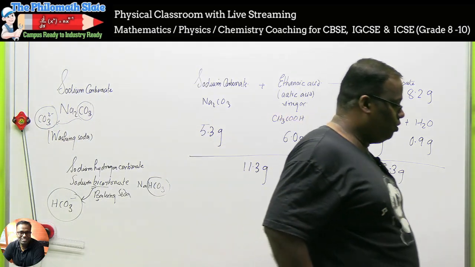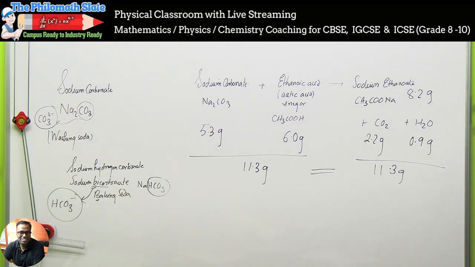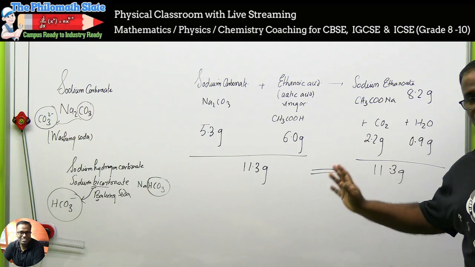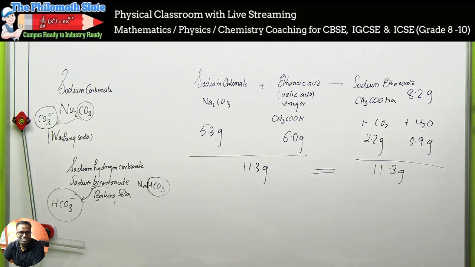So how will you show, children? You will first show that the mass of reactants is this, the mass of products is this, as mass of reactants is equal to mass of products, hence it is as per the law of conservation of mass. Whoever has not written it will write it, and whoever has written it, lots of love.